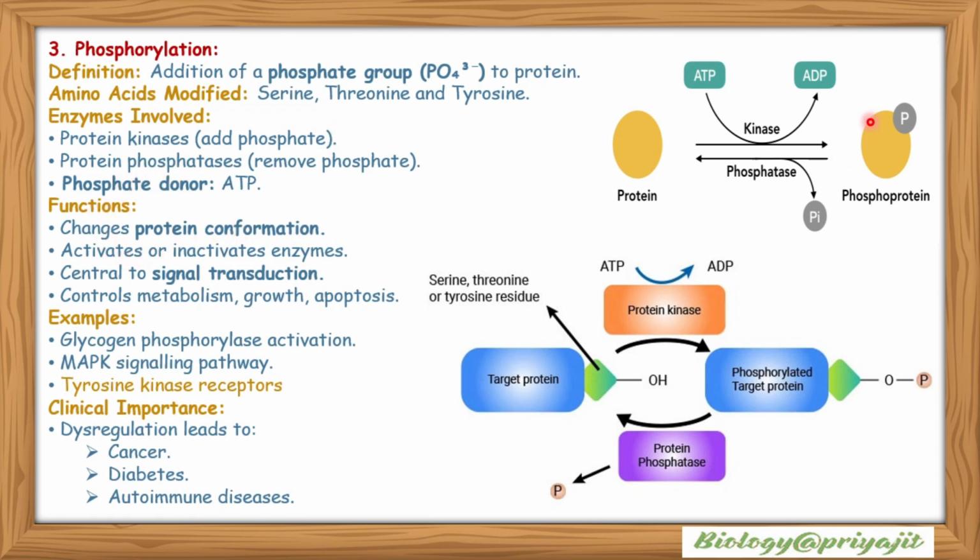It changes protein conformation. This is the image showing the basic process of protein phosphorylation with the help of the kinase enzyme, utilizing ATP as a phosphate donor. And phosphatase removes the phosphate group from the phosphoprotein, and then ATP will be converted into ADP. Examples include glycogen phosphorylase activation, MAPK signaling pathways, and tyrosine kinase receptors also. Clinical importance: the dysregulation of the phosphorylation process leads to cancer, diabetes and autoimmune disorders. The image shows the phosphorylation event in proteins.